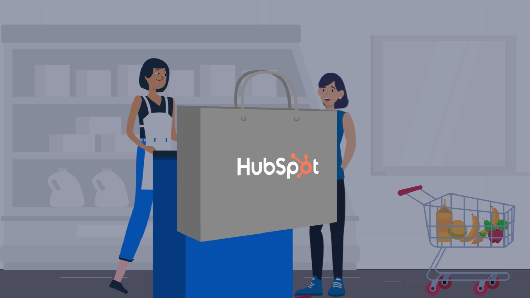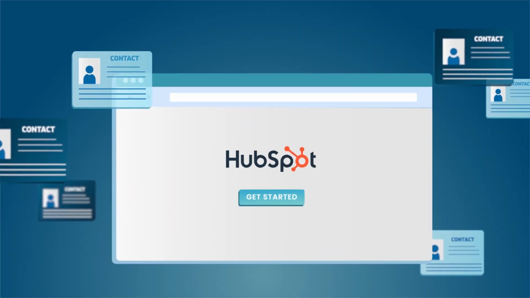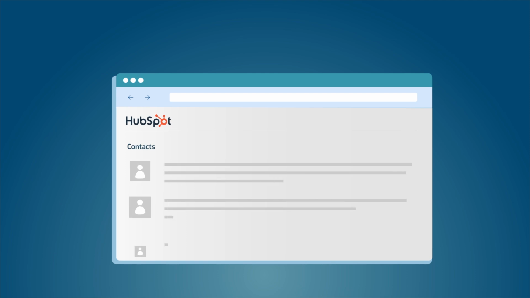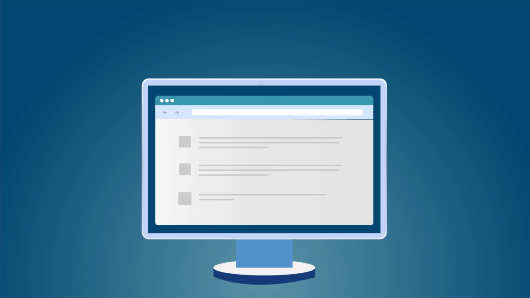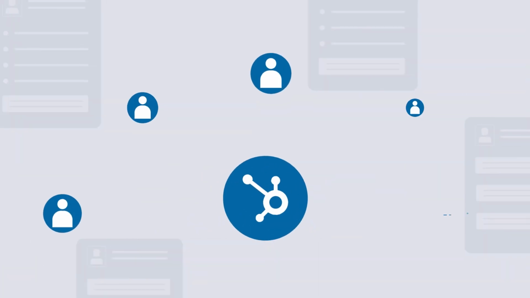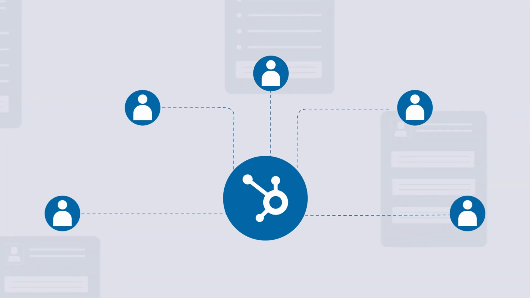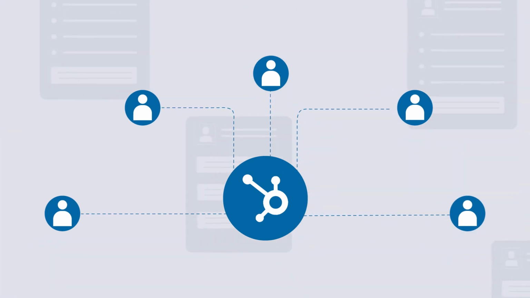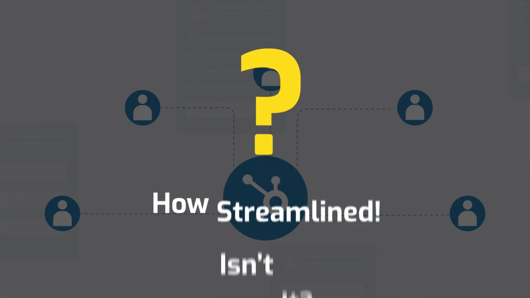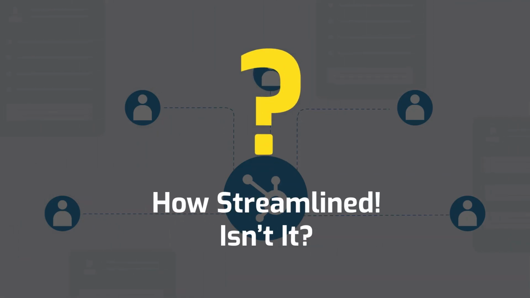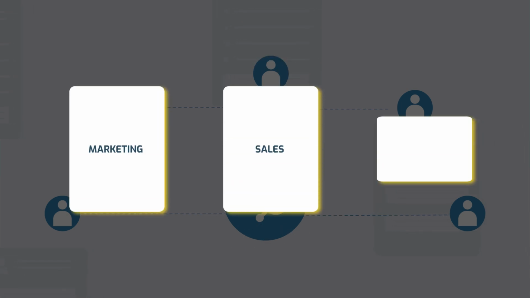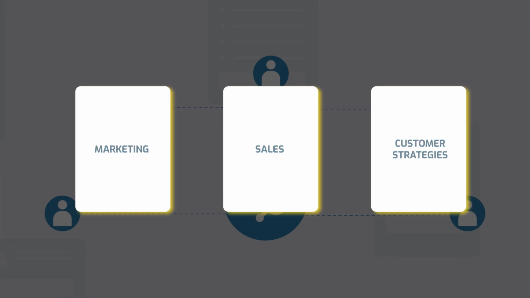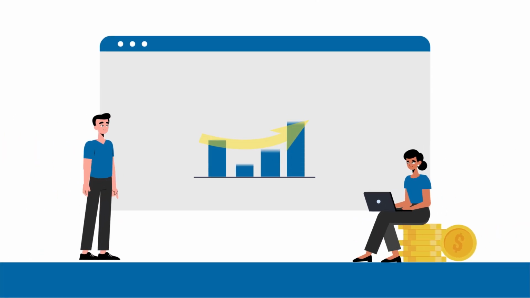Think of HubSpot as that shopping bag that can hold all your contacts and their important information under one roof, so that you can focus on running your email campaigns targeting these contacts and other activities. Gathering all your contacts and their important information in one place is part of contact management on HubSpot. How streamlined, isn't it? The contacts you have in your database are the crux of your marketing, sales, and customer strategies. They're the real people you are providing value to.